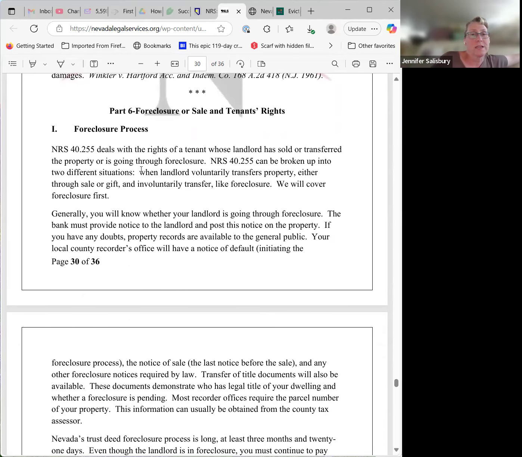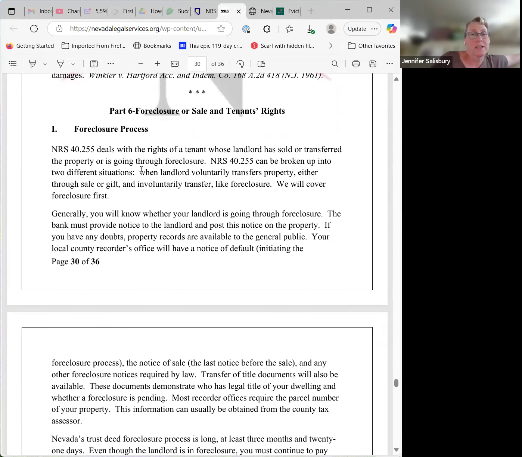Foreclosure and or sale and tenants' rights. This is what happens if the property goes into foreclosure. Notice of default, notice of sale. Basically, the house or the rental dwelling becomes bank owned, and they talk about how this works. Can a real estate agent enter my home? Is a lockbox legal?